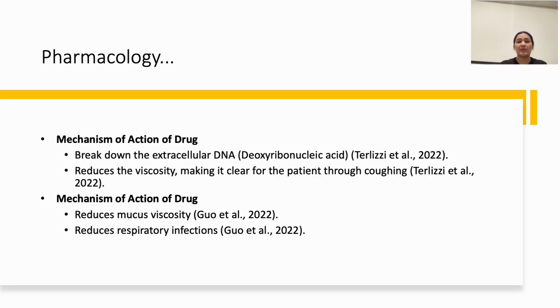Now let's talk about the mechanism of action. Dornase alpha is a cystic fibrosis medication that works by breaking down the extracellular DNA in the mucus. This DNA is derived from lysed neutrophils, and it contributes to the viscosity of the mucus. Breaking it down makes the mucus easier to clear from the lungs and helps to improve breathing, reducing the risk of infections and symptoms such as chronic cough and difficulty breathing, which are common in cystic fibrosis patients like Jacob.